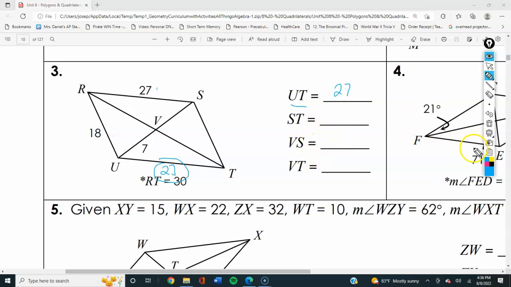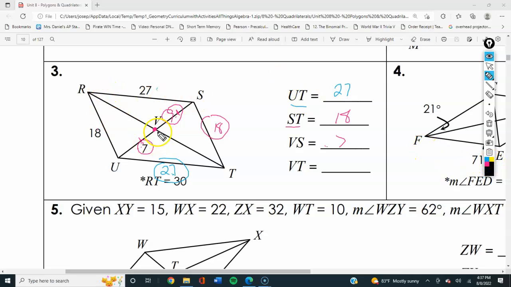Now let's take a look at ST. ST is opposite RU, or UR. So that'd be 18 as well. What about VS? If UV is 7, and this gets cut in half, it means each piece is congruent. So if this is 7, this side over here is also 7.